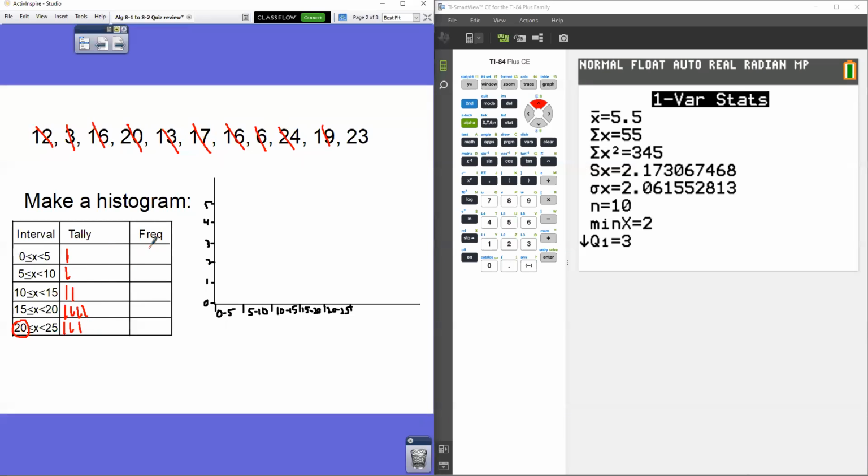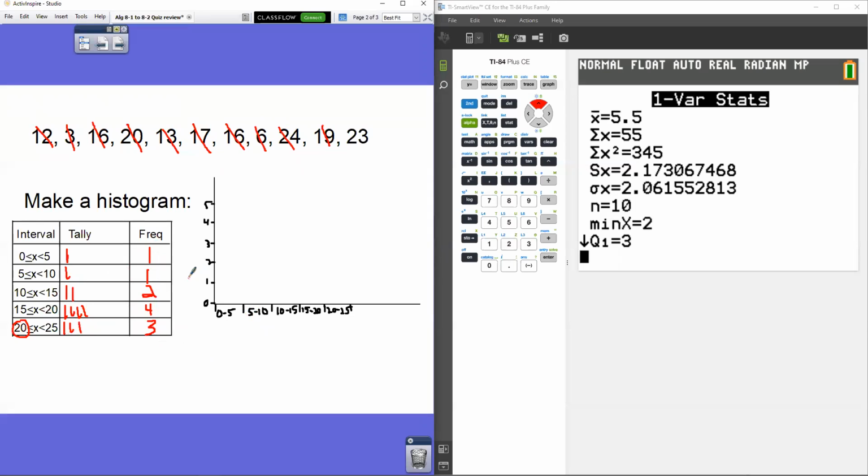So in the frequency column, what you need to type is you need to add up how many tallies. So we have one of these that's in between 0 and 5. We have one of these, which is in between 5 and 10. We have two of these, which is in between 10 and 15. From 15 to 20, we have four of those. And then we have three of these.